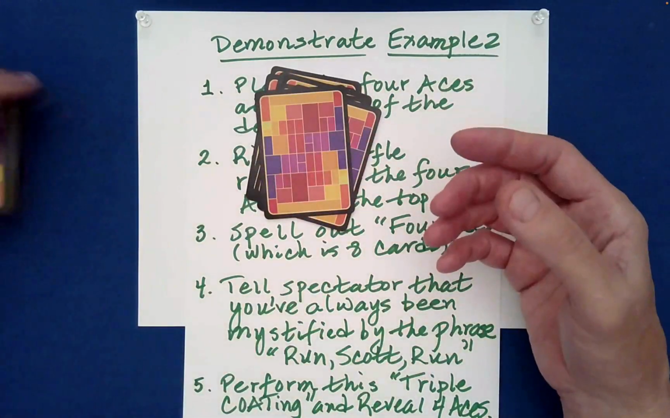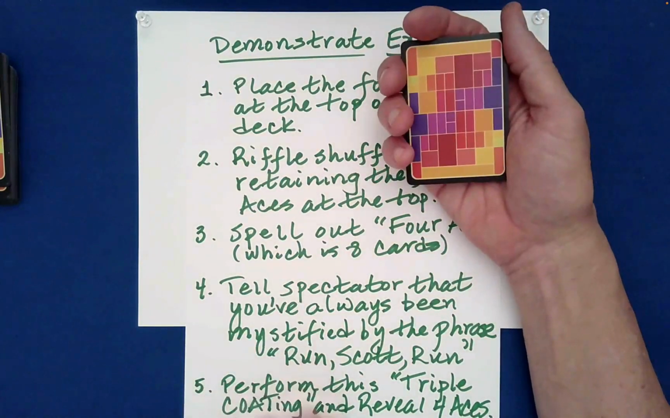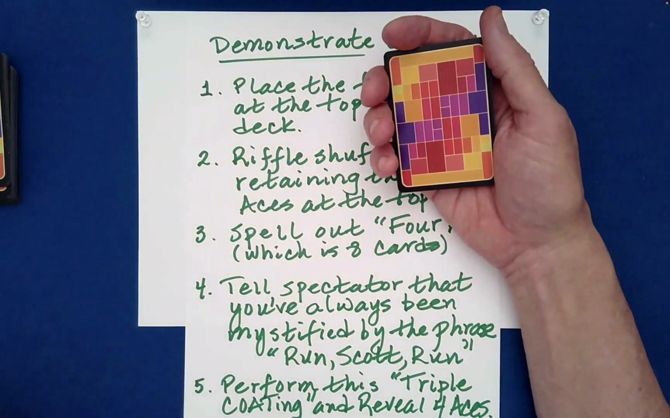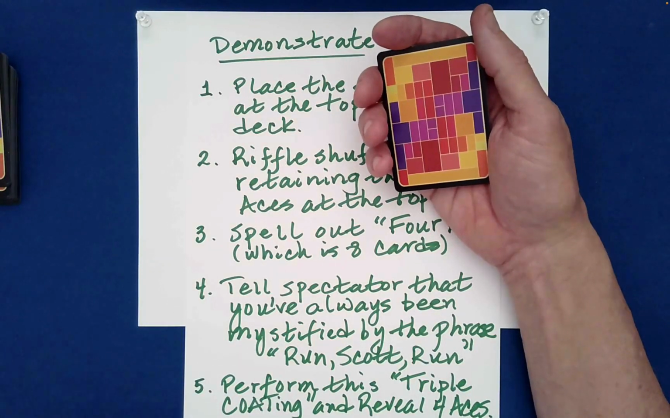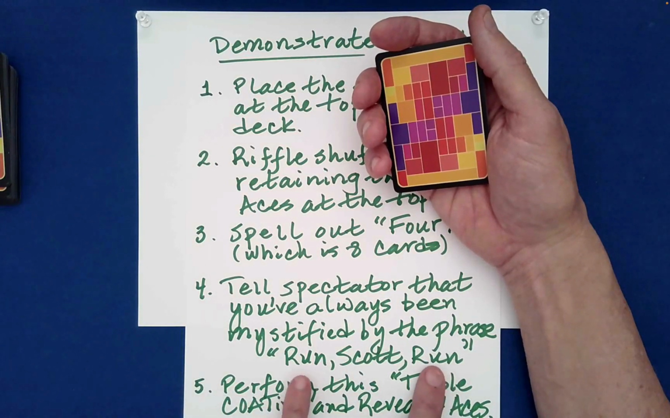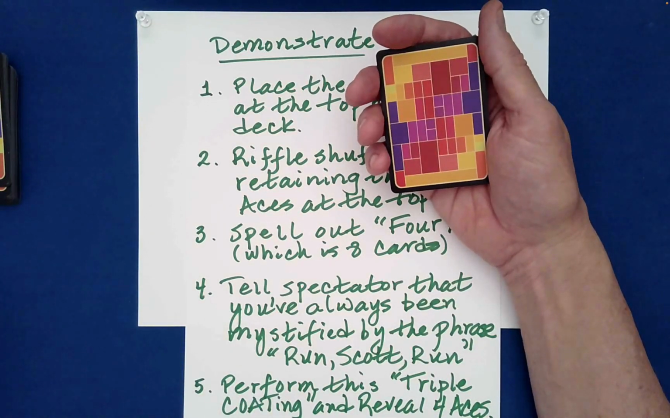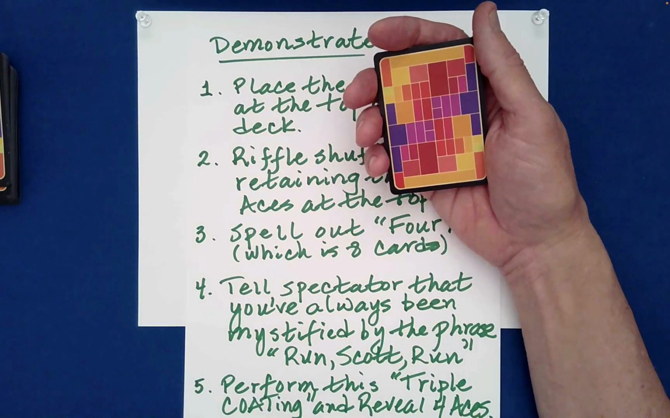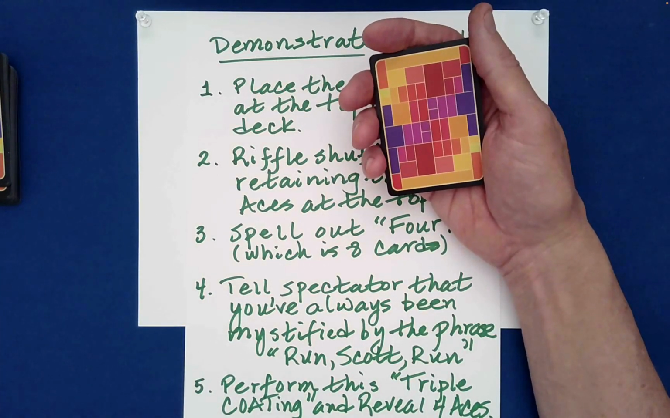F-O-U-R-A-C-E-S. The 4 aces. Whoa. Okay. And then you can tell the spectator that you've always been mystified by the phrase, run, Scott, run. I don't know if that's a phrase you've heard before, but it's kind of a classic one. And because of the repetition of the word run, it's perfect for this sandwich principle. So tell them, I've always been amazed by this phrase. It just seems to accomplish surprising things.